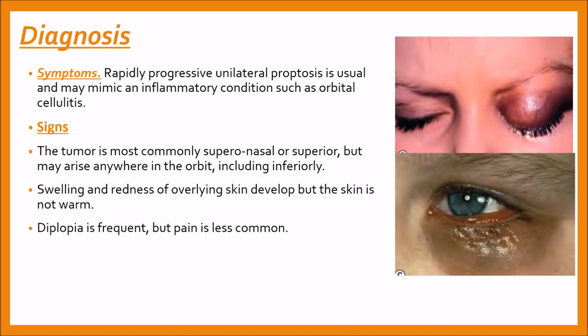The location can change. It can also arise in other tissues such as conjunctiva and uvea. Swelling and redness of the overlying skin develop, but the skin is not warm, as it happens in inflammatory cases. Diplopia is frequent, but the pain is less common.